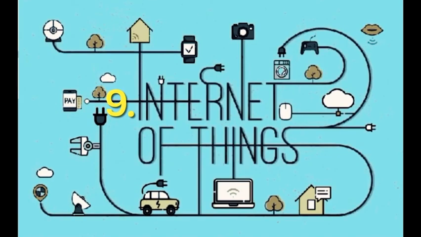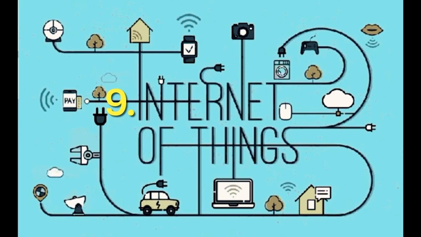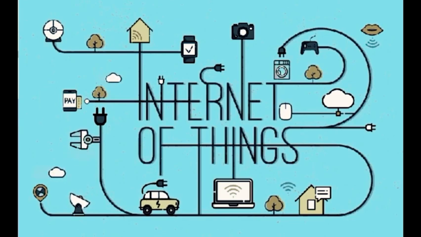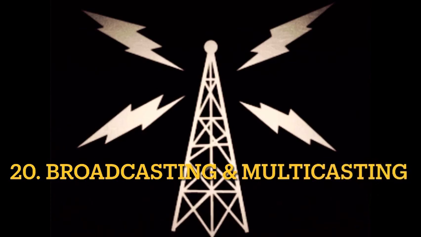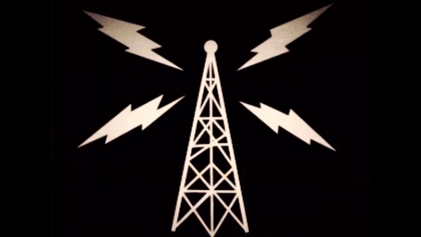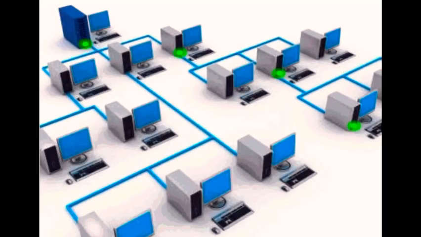Number nine, IoT, or Internet of Things. Some IoT devices and applications use UDP for lightweight communication where the emphasis is on low latency and reduced overhead. Number ten, UDP is suitable for scenarios where data needs to be sent to multiple recipients simultaneously, such as in broadcasting or multicasting. Now that we understand TCP and UDP, how do they compare?